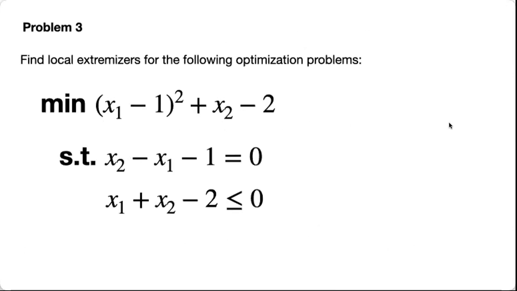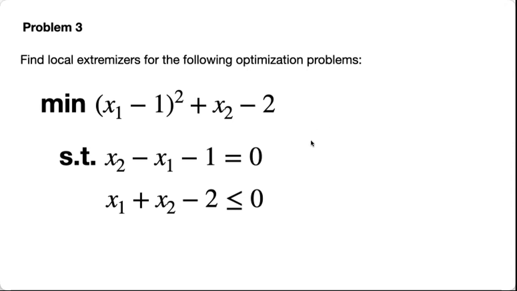Okay, so what about problem 3? For problem 3, we find local extreme points of the following problem. You see that the objective function is not linear, right? And we have 2 constraints. The first one is an equality, and the second one is an inequality constraint, of course. Then you cannot use only the Lagrange multiplier. You need KKT, Karush-Kuhn-Tucker.